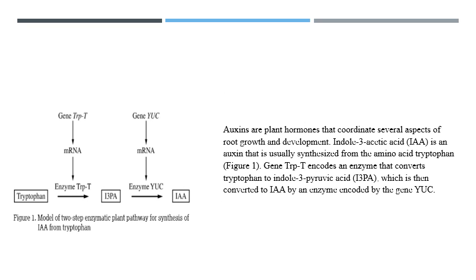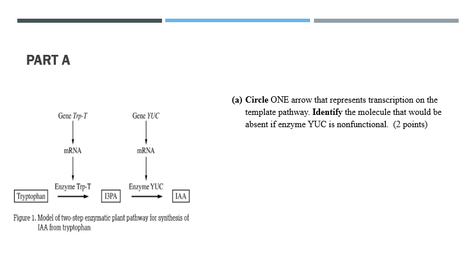And here's the question. It says auxins are plant hormones that coordinate several aspects of root growth and development. Indole-3 acetic acid, IAA, is an auxin that usually is synthesized from the amino acid tryptophan. Gene TRPT encodes an enzyme that converts tryptophan to indole-3 pyruvic acid, which is I3PA, which is then converted to IAA by an enzyme encoded by the gene YUCK. That's interesting.